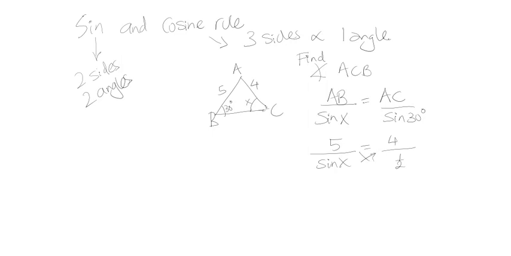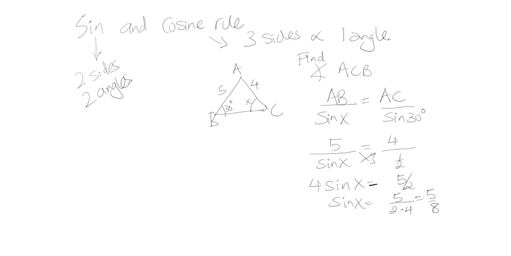And from here we can cross multiply. So 4 sine of x is equal to 5 times half, which is 5 over 2. So sine of x would be 5 over 2 divided by 4. So the 4 goes down here, and you get 5 over 8. So that's how we find sine of x. And if you actually need to find x, you can send the sine over there. It will be sine inverse of 5 over 8.